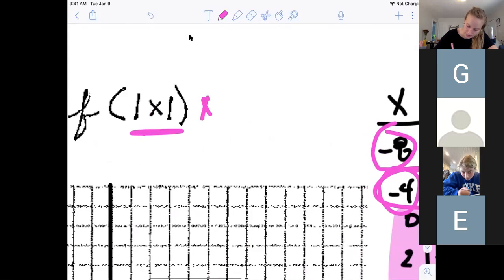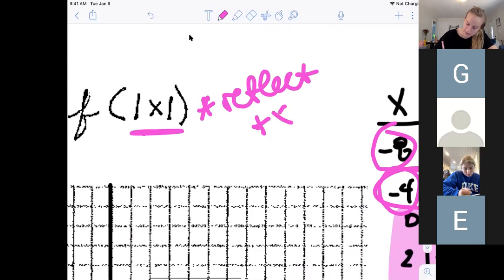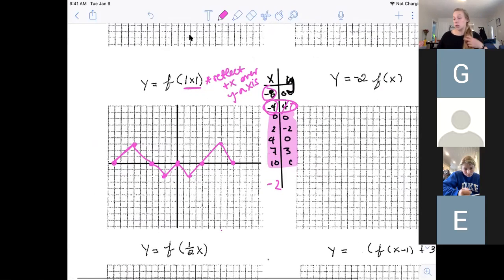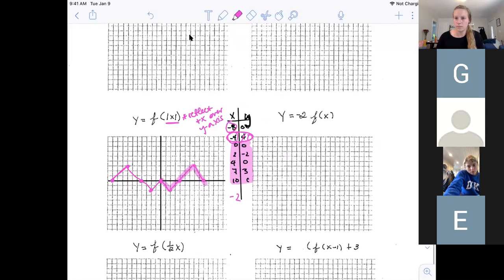You can think of this as reflecting the positive x's over the y axis. Whatever little trick helps you know what's going on, use it. So that's what helps me. I'm like, okay, if I know what's on the positive x axis, I'm just gonna flip it right over to the other side. Okay? Any questions?